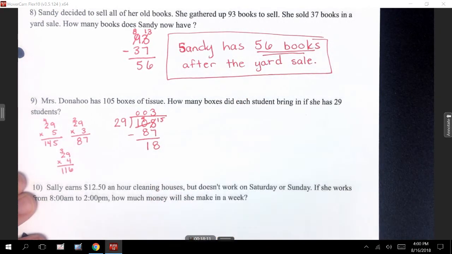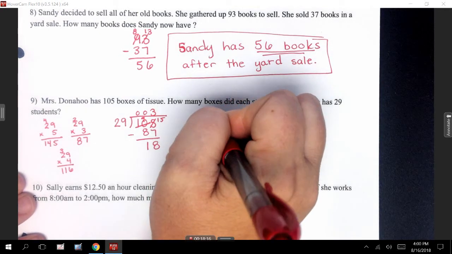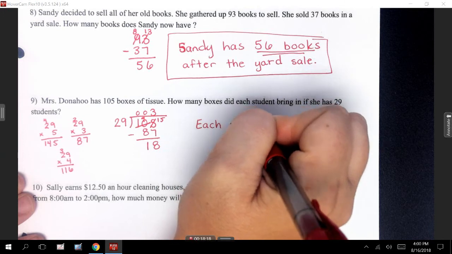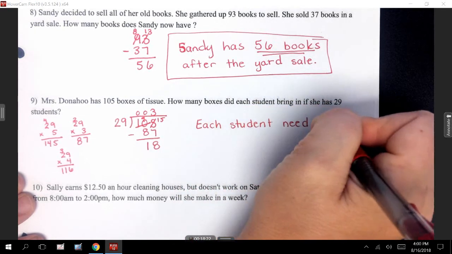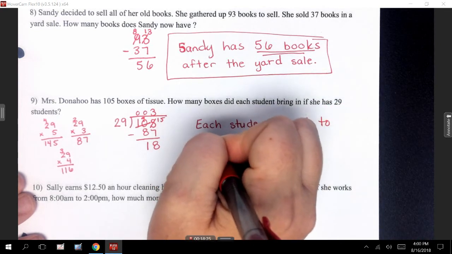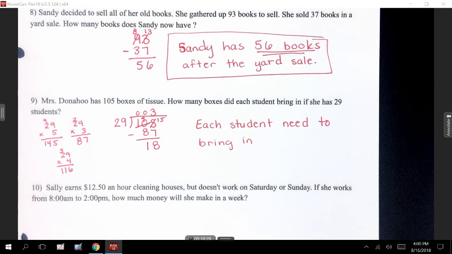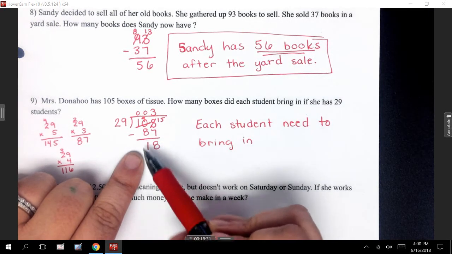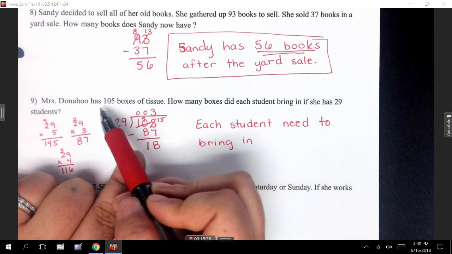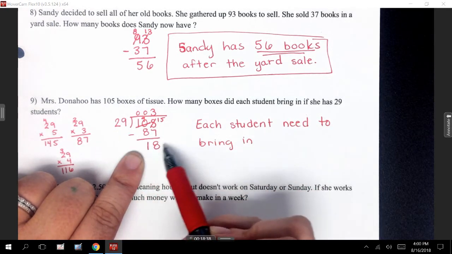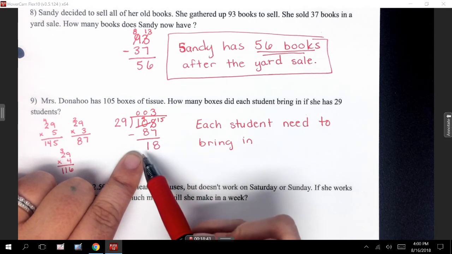So to answer that question, in a complete sentence, please. It's going to be each student needs to bring in... Now here's where we want to make sure that we are being careful about our wording, because there was something left over. So if each student brings in 3 boxes, we're not actually going to get to 105 because we still have these 18 left over. So that means some students brought in more than 3.